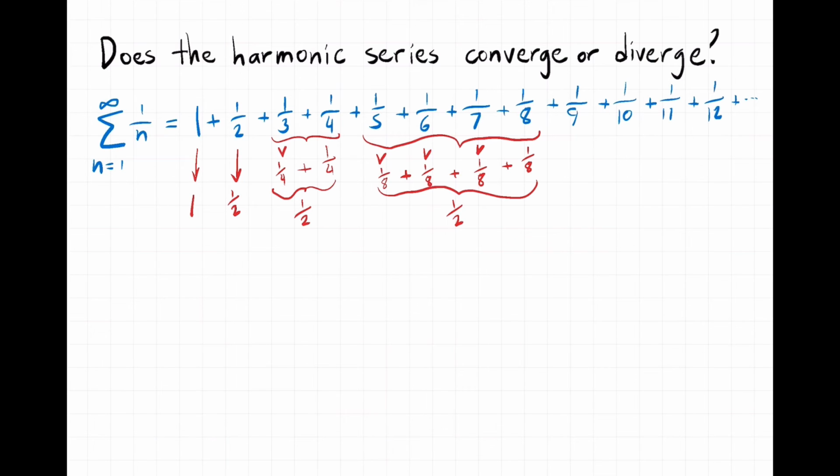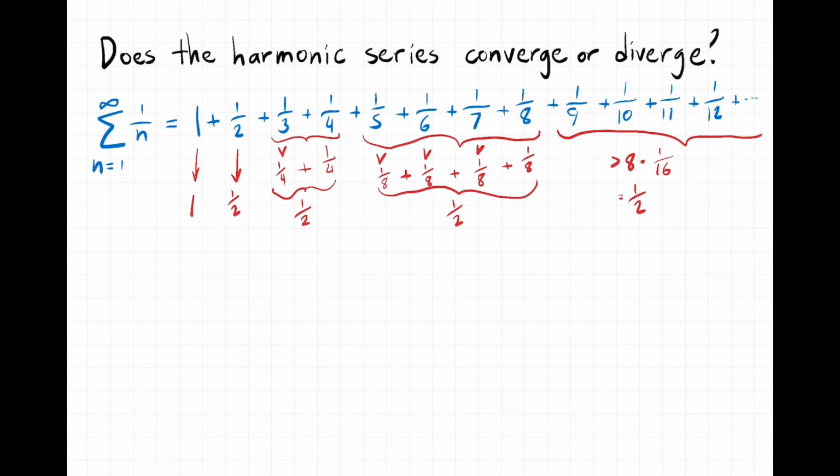So what do we have? We have the first term was a 1, second term was a half. The next 2 terms together are greater than a half. The next 4 terms together are greater than a half. The next 8 terms will be 8 terms that are all greater than 1/16, which is again going to give us a half. Greater than 1/2.